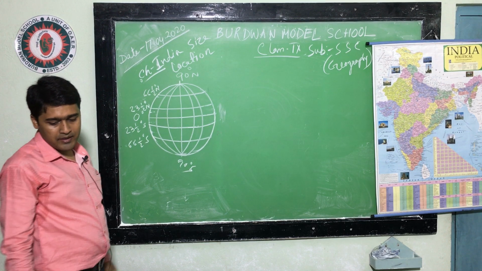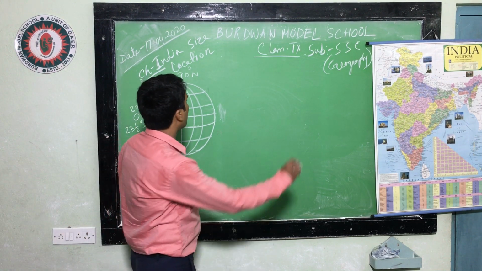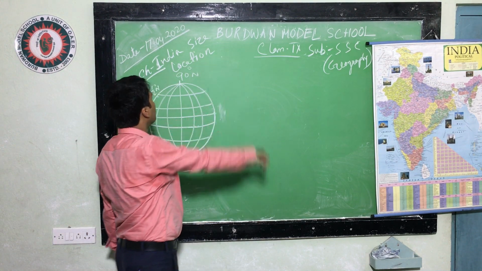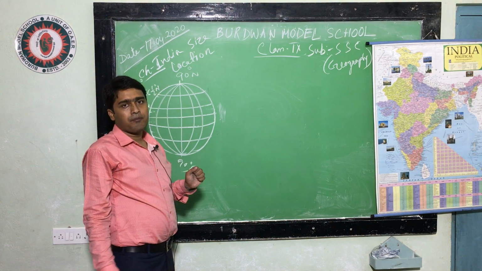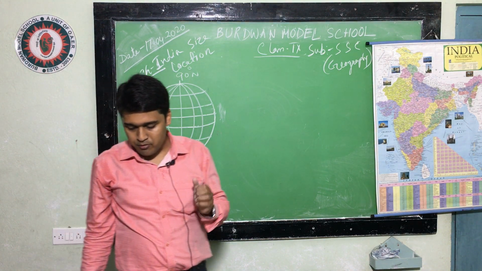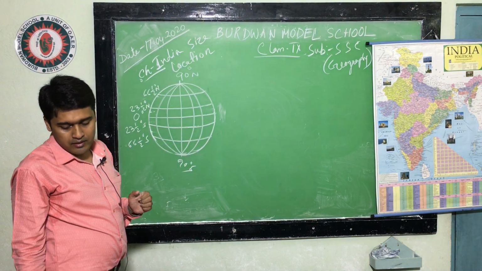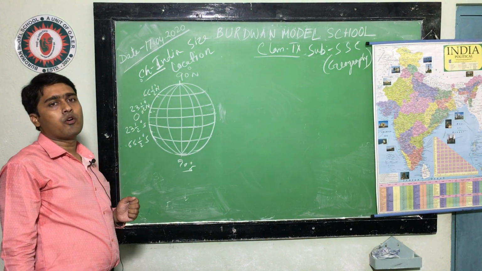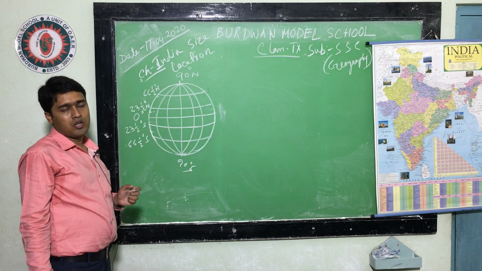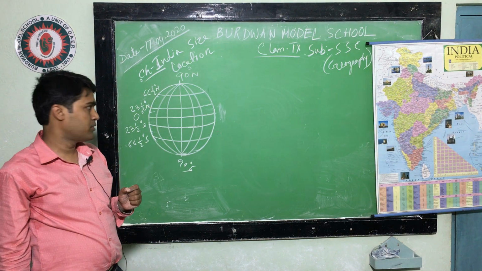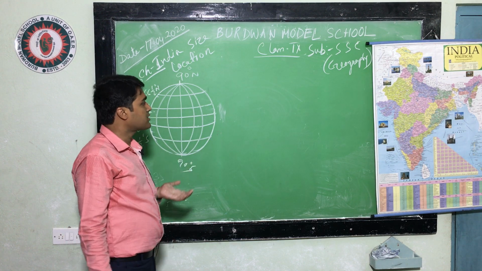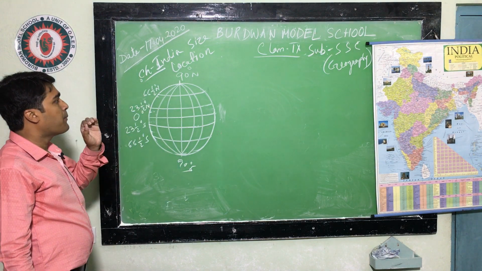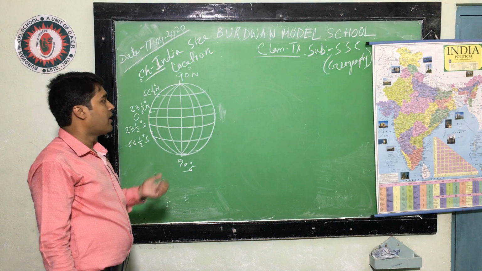The chapter name is India's Size and Location, which I have already written. Before starting that chapter, you have to clear some basic concepts: the two terms latitude and longitude. What is latitude, what is longitude? It is most important for understanding or finding a place on our earth.